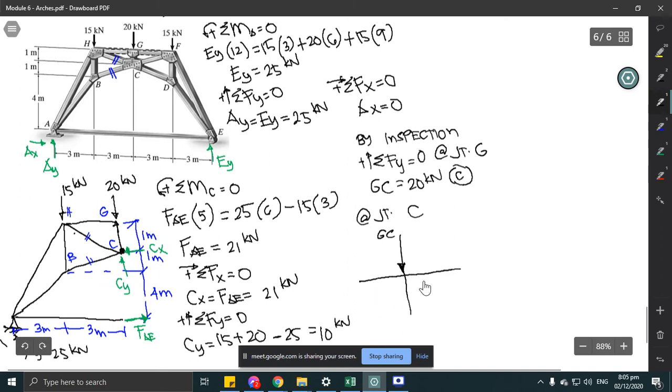Then what other forces act on C? We have CY pointing upward, whose value earlier was 10 kilonewton. And we have CX, which has a value of 21 kilonewton. And then the two members. You can assume whichever way you like, but to save time, this one is tension and this one is compression. Let's name this the force in member CB, and this one the force in member CH.